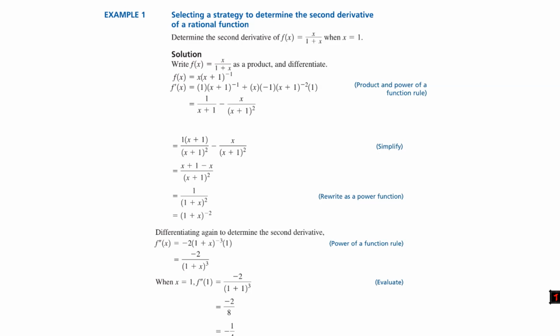And then the final answer is the second derivative, right? Yes, in this case, we've been looking for the value of the second derivative at the point when x equals 1. So the final step would be to find the equation for the second derivative and then substitute x equals 1 in there. Oh, okay, so the 1 plus x to the power of -2 is the first differentiation. Yes, absolutely.